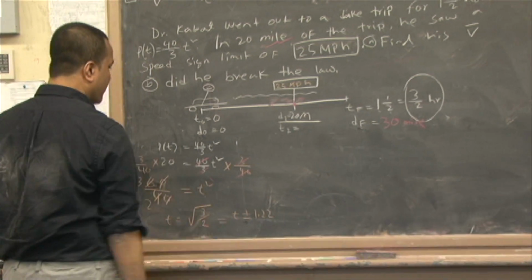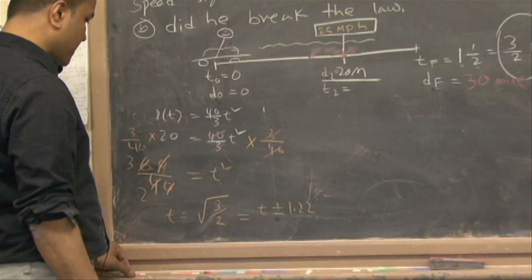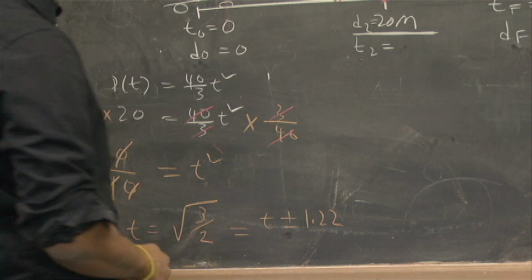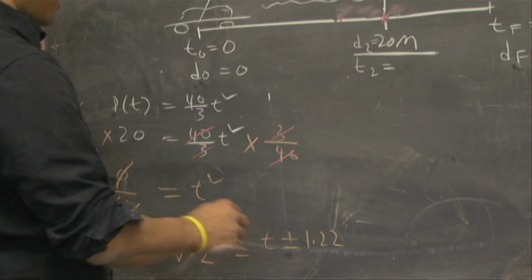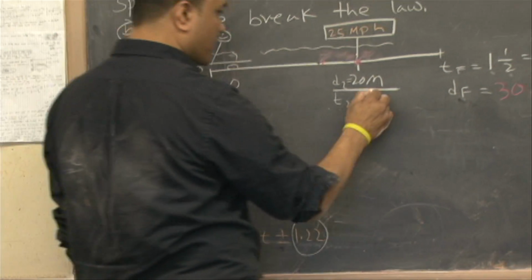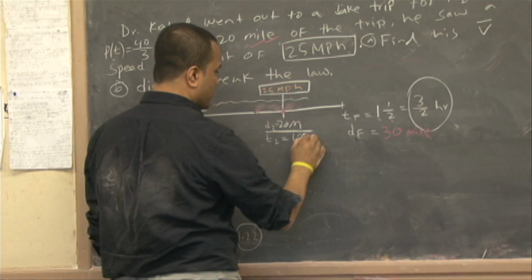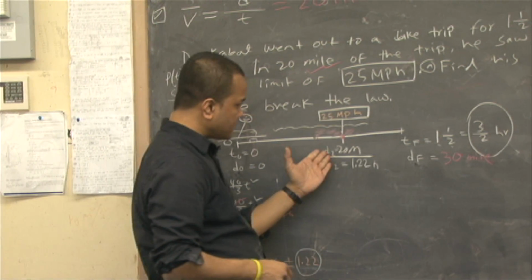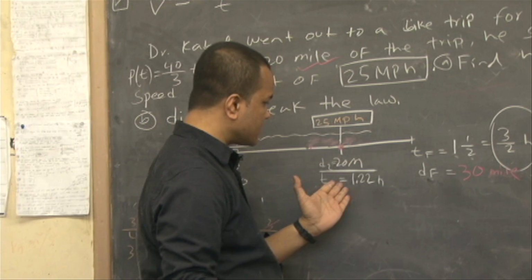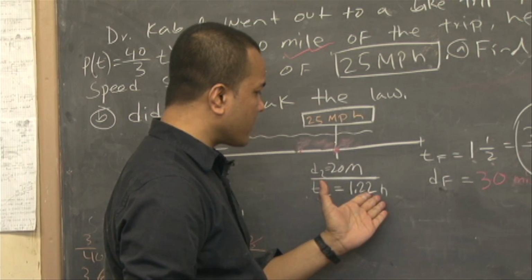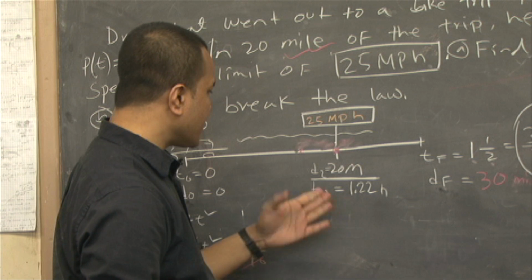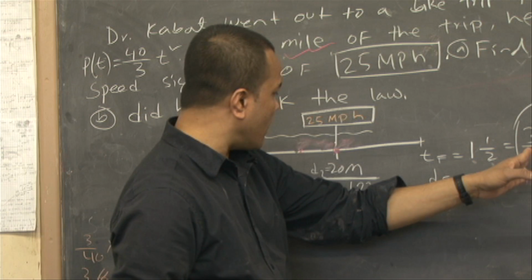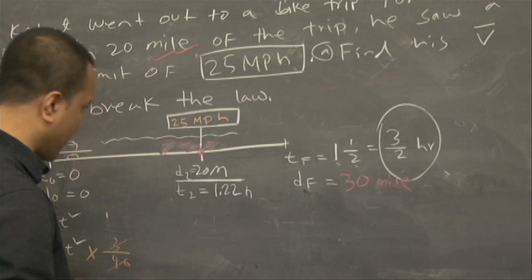So T is plus or minus 1.22. But we don't care about the negative because time cannot be negative. Well, maybe it can be negative, but this is basic physics, so we're not going to worry about that. We disregard the negative time and only count the positive time, so we write 1.22. What does that mean? That means when he was at 20 miles, the time was 1.22 hours. Another way to say it, it took him a little less than 1.5 hours to get to 20 miles.